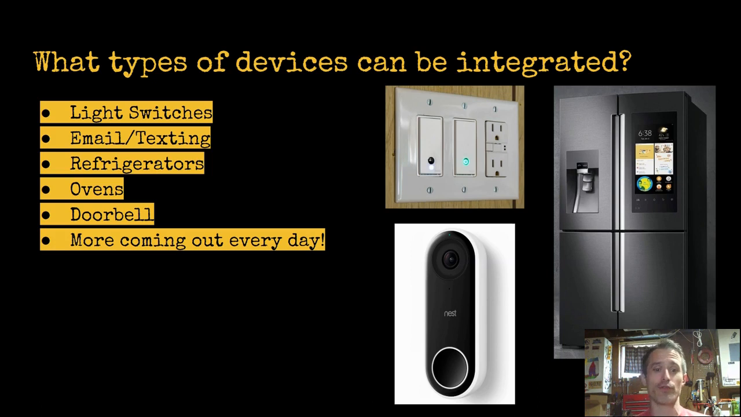Refrigerators, there are smart refrigerators and ovens, doorbells with cameras. I've even seen where the cameras, when they see motion in the doorbells, it'll record it, it'll send it to you, and then if there's like an intruder alert in your neighborhood, someone stealing packages or something, that video is then shared with everyone so you can identify that person. Lots more devices coming out every day.